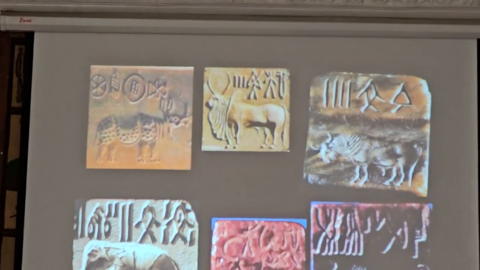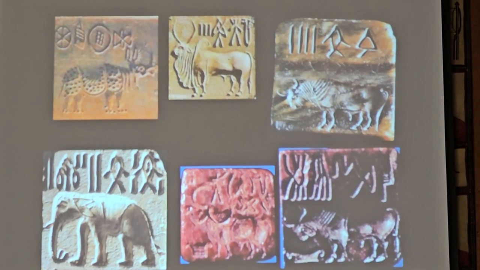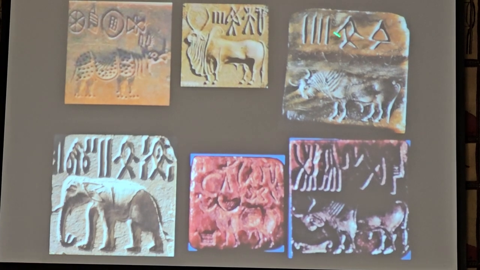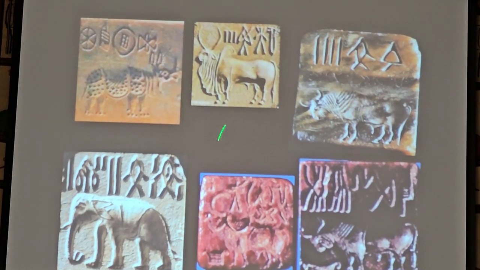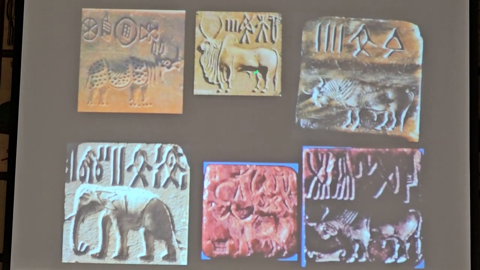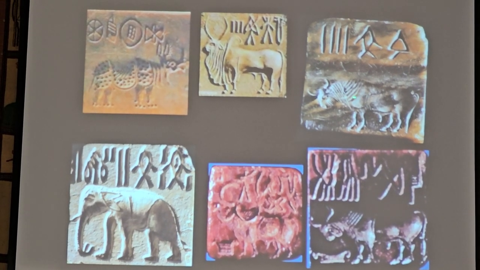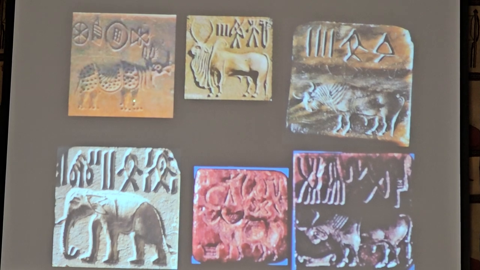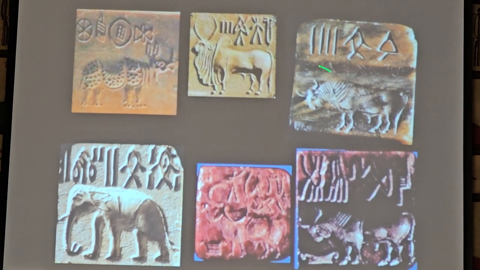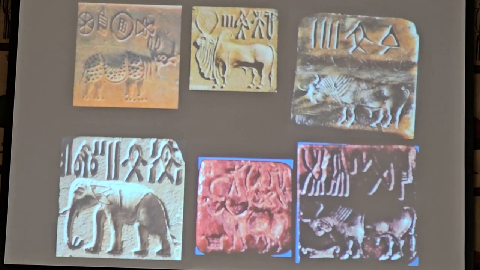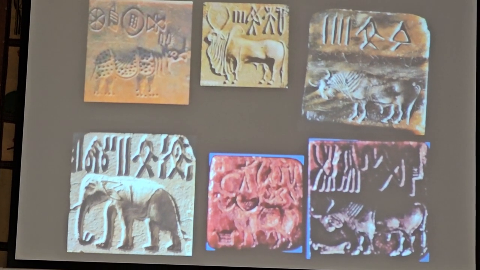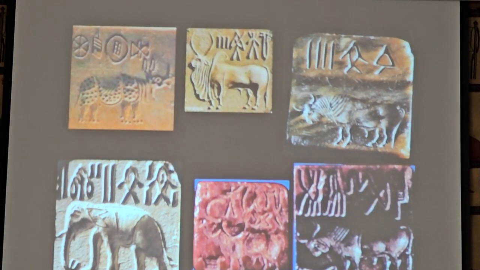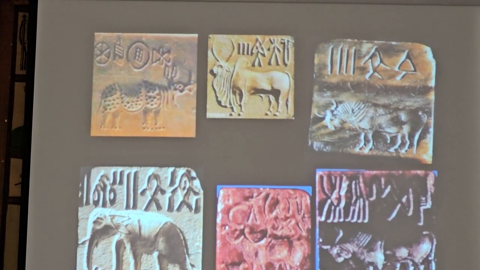More than 50% of the animals on the seals are represented with the figure of the unicorn. But in addition to that, there are also other animals which have been depicted on the Indus seals, right? Like the famous zebu bull, like the famous short horn bull. This is also a short horn bull. This is a water buffalo, elephant, and rhinoceros. Now these animals found on the seals of the Indus Valley civilization show that they existed in the surroundings of the people. So it was the fauna of that time.